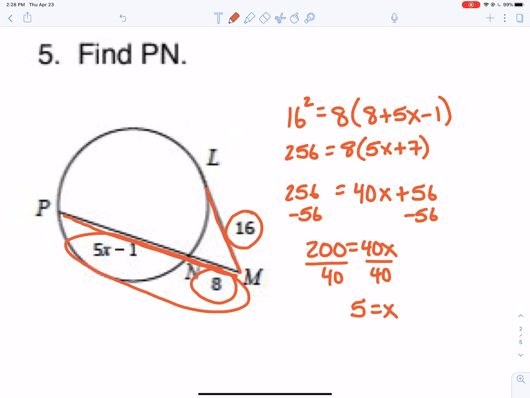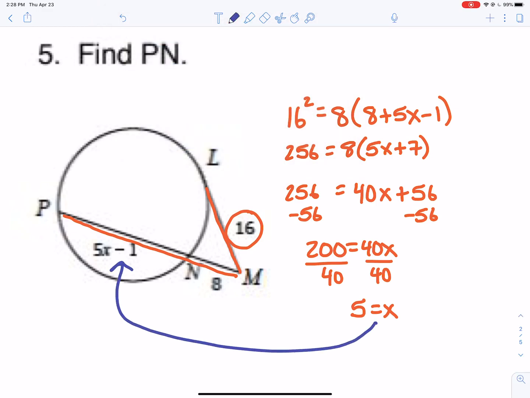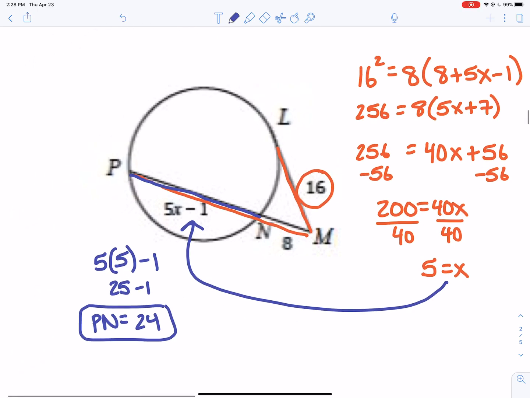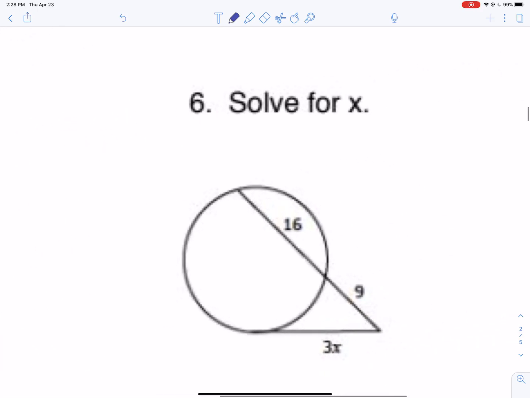And they asked us for Pn. So let's see, Pn means we got to take x and plug it back in to get Pn right there. So 5 times 5 minus 1, which is 25 minus 1, gives us Pn would equal 24. All right. So let's look at another one.